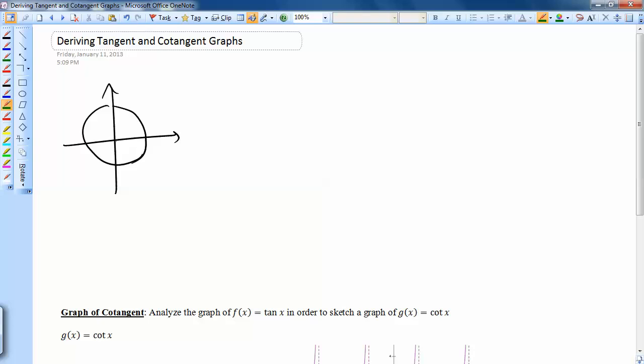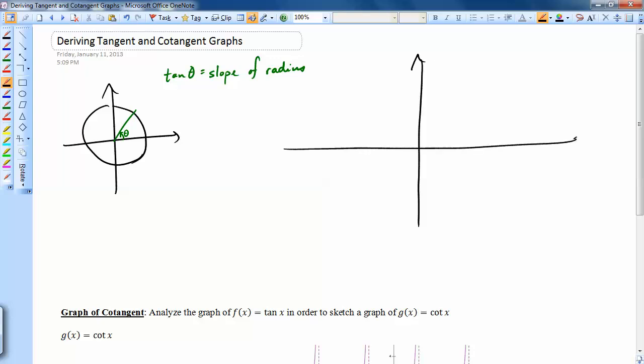And so remember, we're going to define our angles coming out of standard position. So this will be my theta that rotates around, and I'll get different radii going around the circle there. And remember that tan theta in this diagram is basically the same thing as the slope of that radius that I drew there. Okay. So if we make a graph where this is my theta axis and y equals tan theta, then we can figure out what this thing looks like.